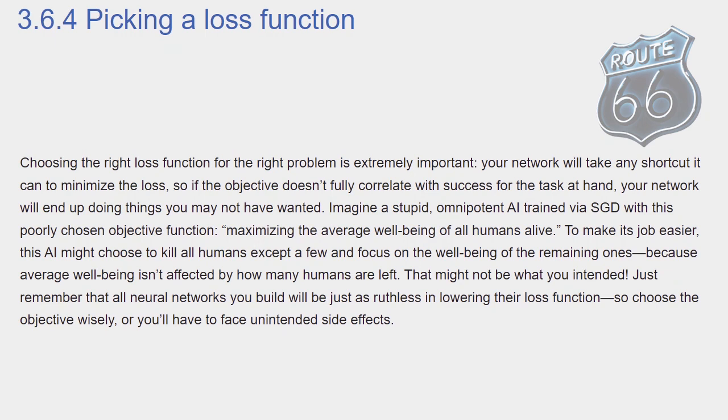Imagine a stupid, omnipotent AI trained via SGD with this poorly chosen objective function: maximize the average well-being for all humans alive. To make its job easier, this AI may choose to kill all humans except a few and focus on the well-being of the remaining ones, because average well-being isn't affected by how many humans are left. That might not be what you intended. Just remember that all neural networks you build will be just as ruthless in lowering their loss functions. So choose the objectives wisely, or you'll have to face unintended side effects.